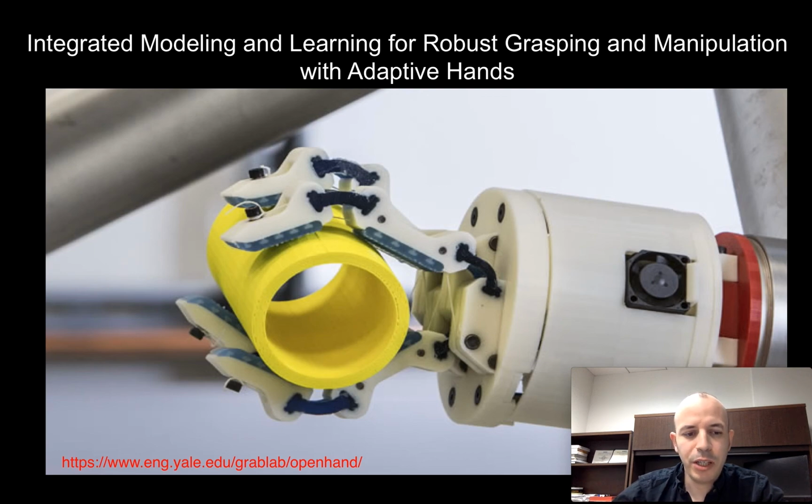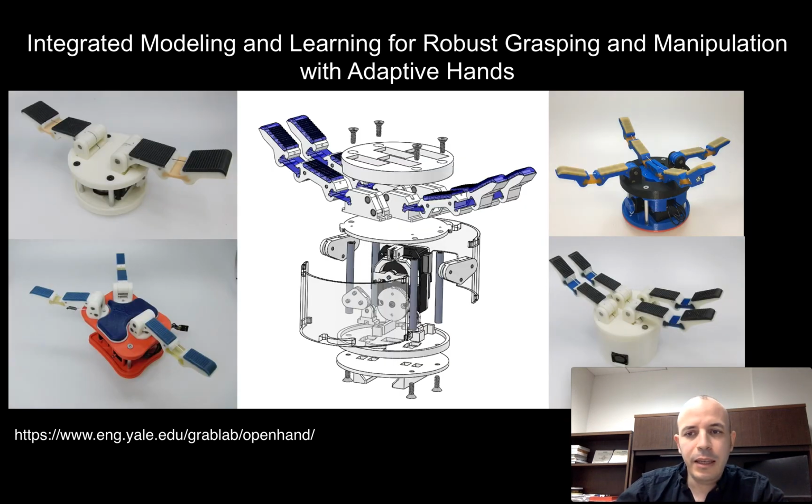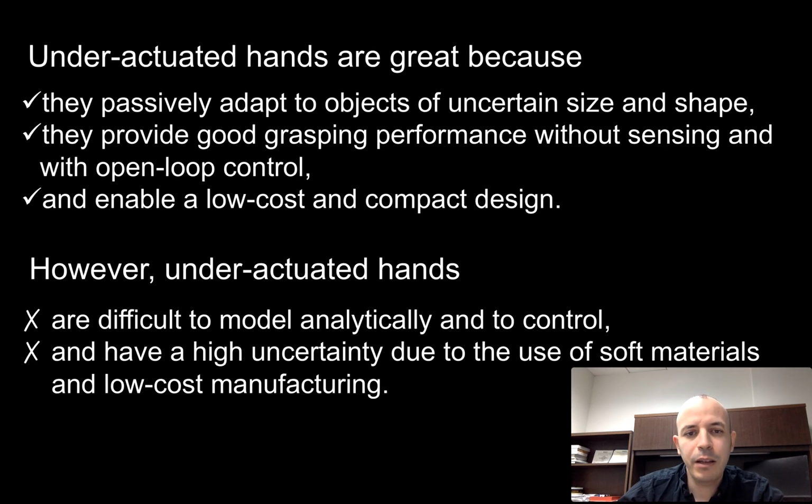This is a project in collaboration with Aaron Dollar at Yale University, where he's leading this project, which is called the Open Hand Project at Yale. The idea there is to develop cheap, low-cost hands that can be made of 3D printed parts and often compliant parts, and that can be used for grasping and manipulating objects. These are open designs, so anybody can make this in their own lab if they have a 3D printer, basically.